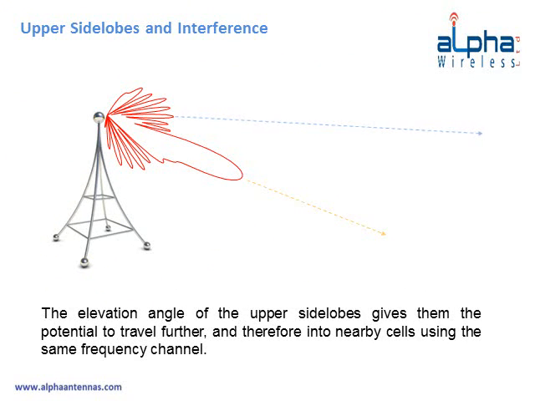Due to their greater angle, the upper side lobes have the potential to travel further. The blue arrow shows this clearly. Therefore, this signal can reach distant cells which use the same frequency. Proper suppression of the upper side lobes minimizes this effect.